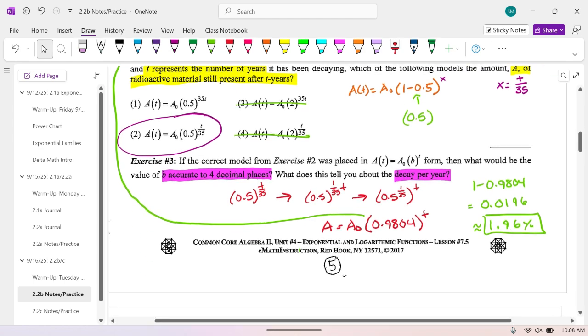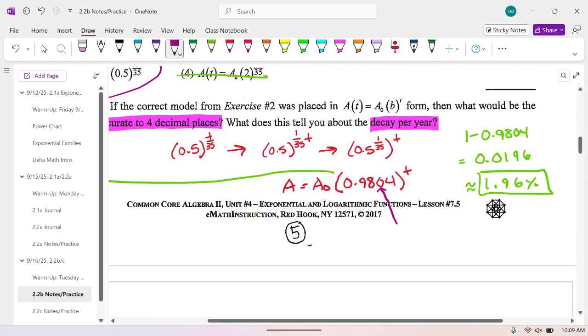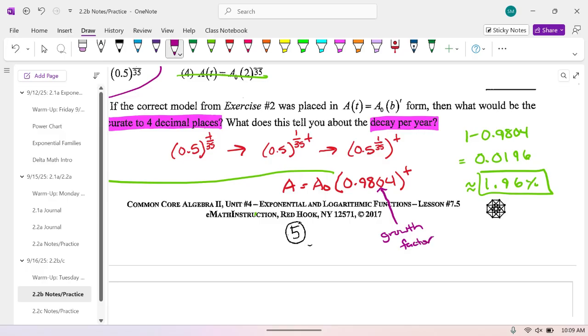Now, here's some vocabulary for you guys. This part is called your growth factor or decay factor. This part is called your growth or decay rate. The difference is that the rate is the amount that you're decreasing or increasing per whatever cycle, so per year, per hour, whatever. Whereas this percentage here in the middle tells you how much is left over or how much you increased by.